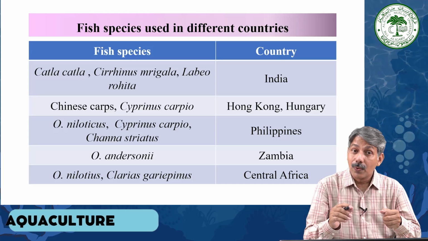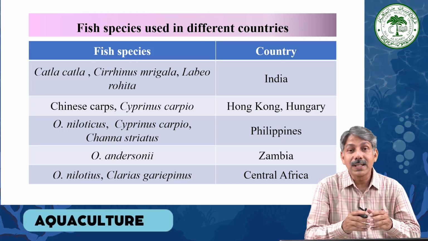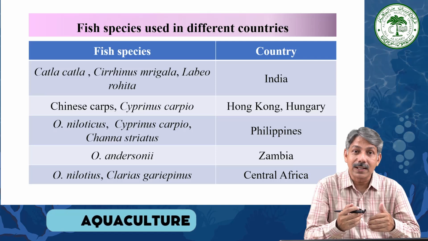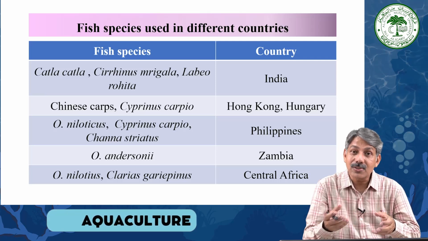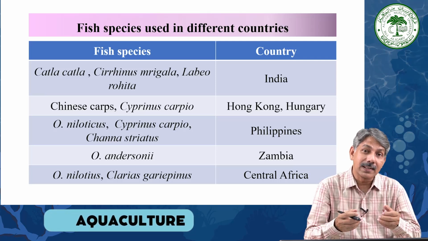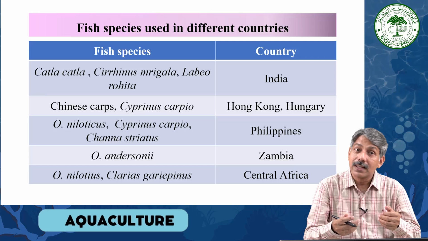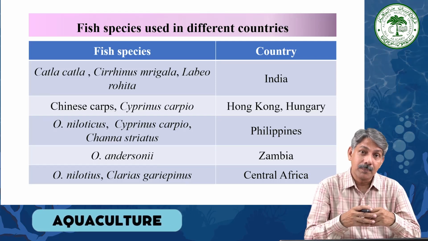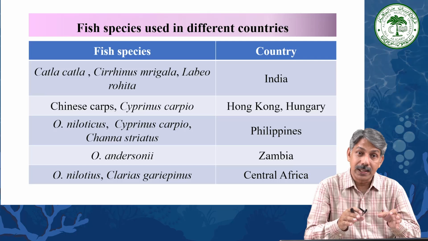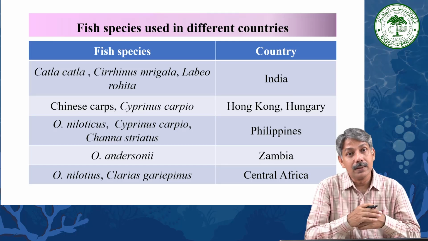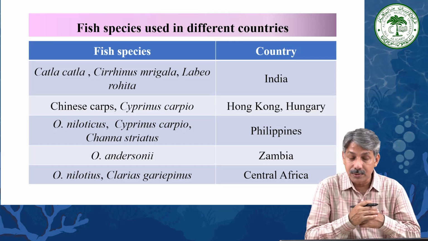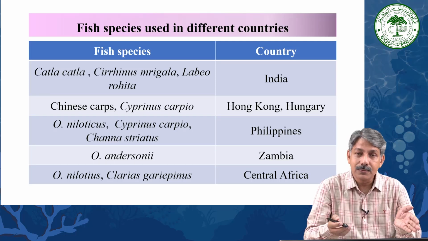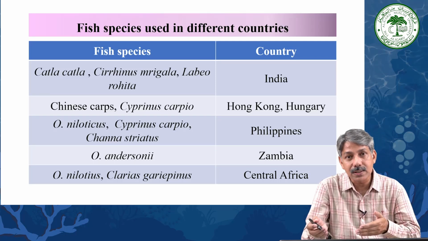So for duck cum fish culture, we need earthen ponds, because the benefit of duck rearing, that is the waste, the fecal matter or droppings, will be utilized for nutrient enrichment of the pond. That will be possible only if it is being done in earthen ponds. So we can go for either extensive fish culture or semi-intensive fish culture.